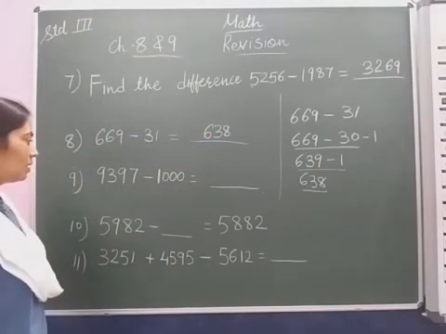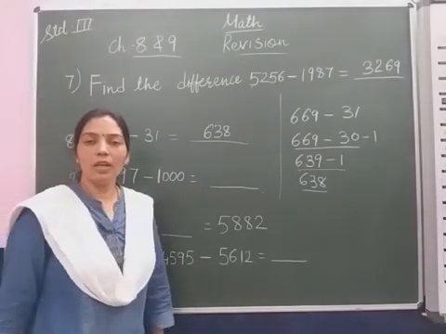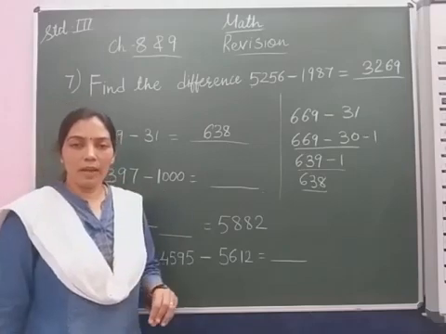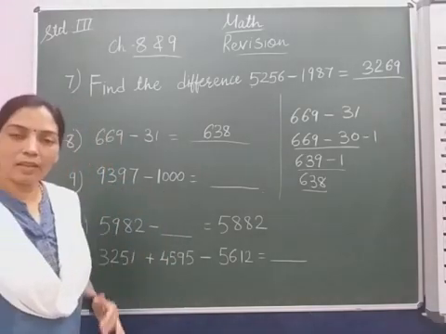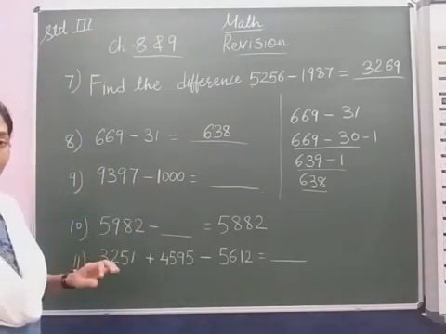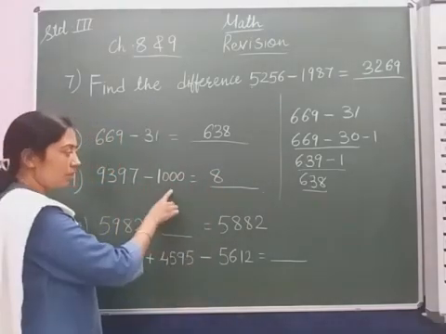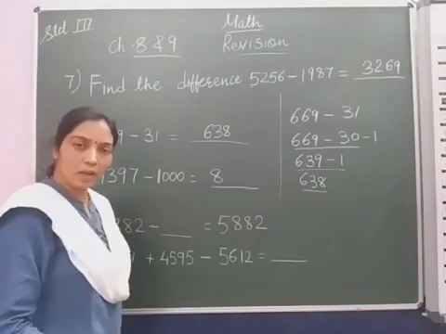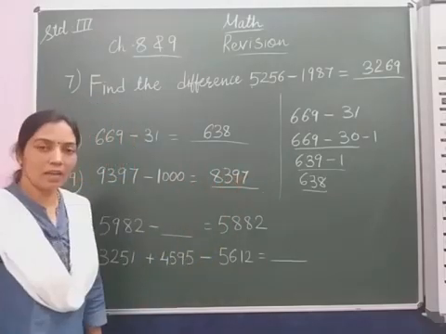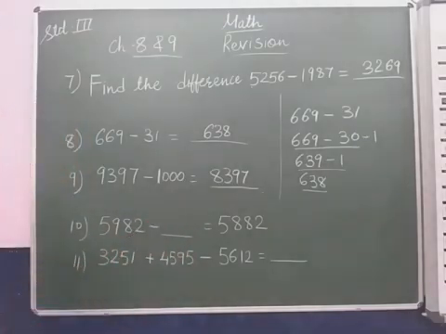Now the next question is 9397 minus 1000. So here the subtraction by 1000. Only the 1000 place value will change, reduced by 1000. Reduce means we subtract 1000. So 9 minus 1, 8. The remaining number stays the same, because we subtract 0, so the place value will not change. So 397. We get the difference as 8397.